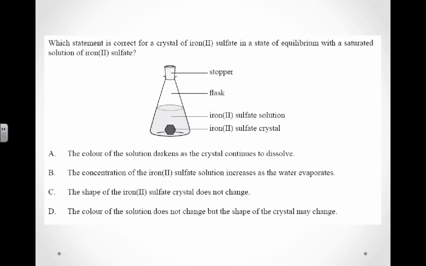Which statement is correct for a crystal of iron 2 sulfate in a state of equilibrium with a saturated solution of iron 2 sulfate? Okay, so the color of the solution darkens as the crystal continues to dissolve. No, it's at equilibrium, it's saturated, so we're not going to have the whole thing dissolve. Okay, the concentration of the iron 2 sulfate increases as the water evaporates. It can't evaporate, we have a stopper.